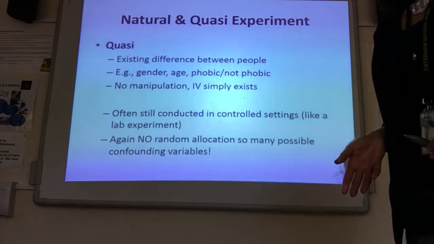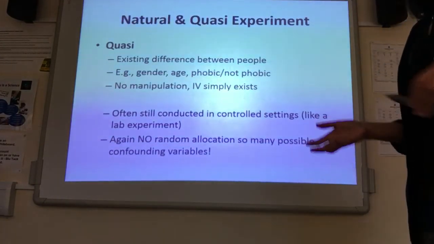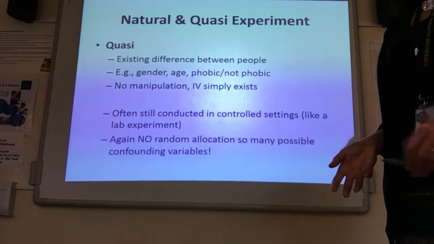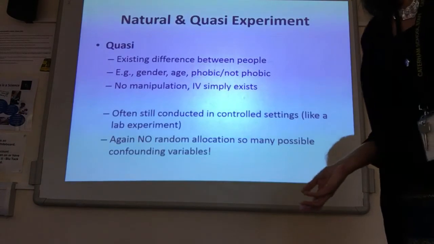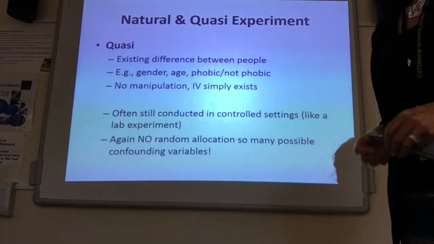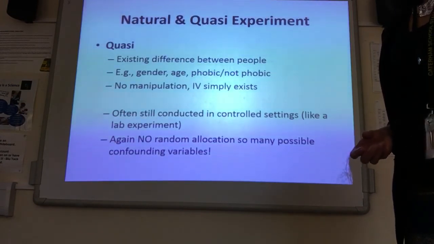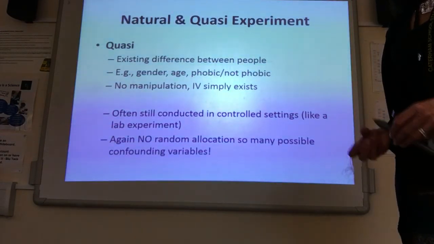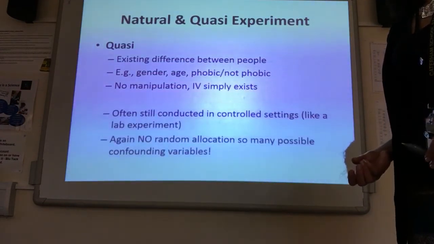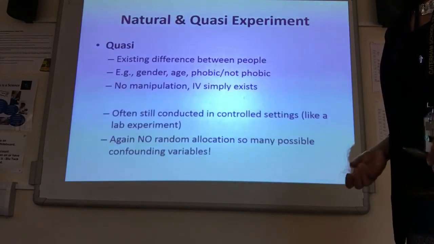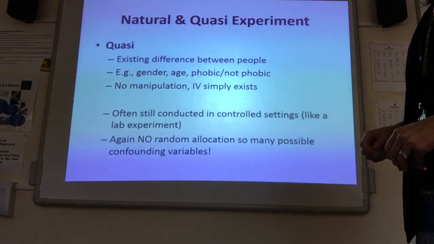Now, this can often still be conducted in a controlled environment. A quasi-experiment doesn't necessarily mean that it's still done in a natural field setting. In fact, you could quite easily, for example, bring a group of individuals into the lab and give them a memory test to do, and then look to see whether girls did better than boys. You would be essentially using gender as an independent variable, but because you didn't manipulate it, because it was pre-existing, it is a quasi-experiment. It is not quite a true experiment.